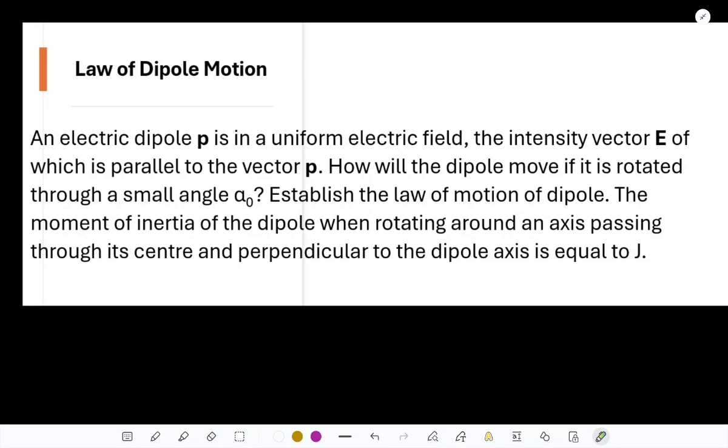And welcome again. We are discussing some kind of law of dipole motion. And I would like to read the statement first. And that says an electric dipole P is in a uniform electric field. That's fine. The intensity vector E of which is parallel to the vector P. That means dipole moment and electric field vector are parallel to each other. How will the dipole move if it is rotated through a small angle alpha naught?